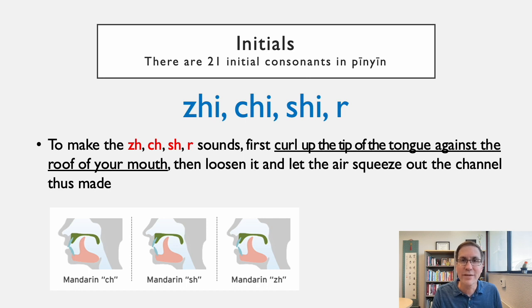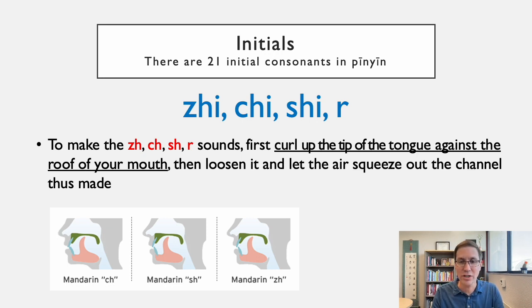We're now ready for the last 4 initial consonants. Some people refer to these as the curling tongue initials. So to make these sounds, what you're going to want to do is curl up the tip of your tongue against the roof of your mouth and then loosen it ever so slightly just to let the air squeeze out.